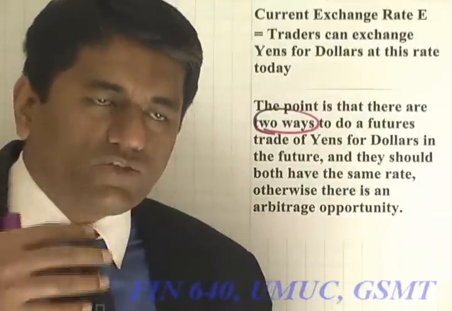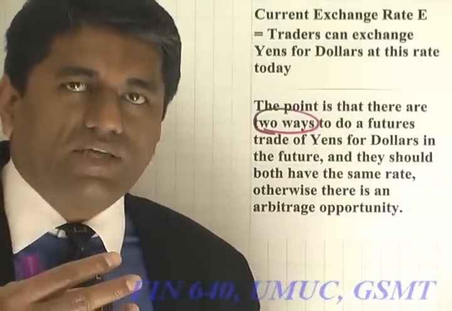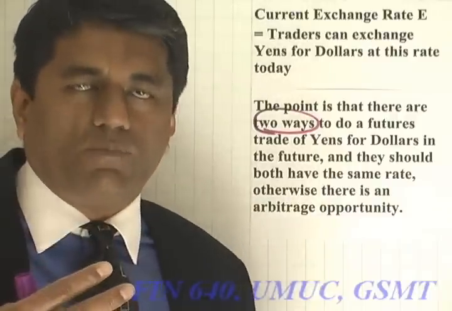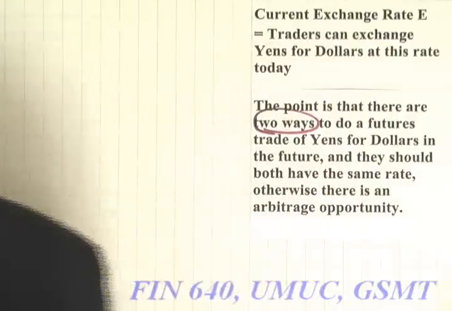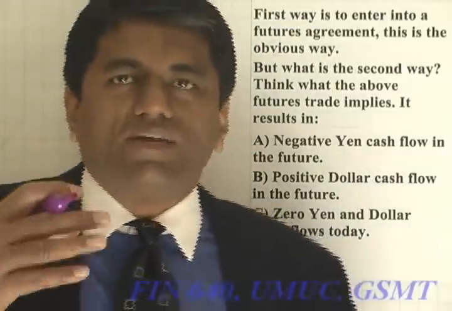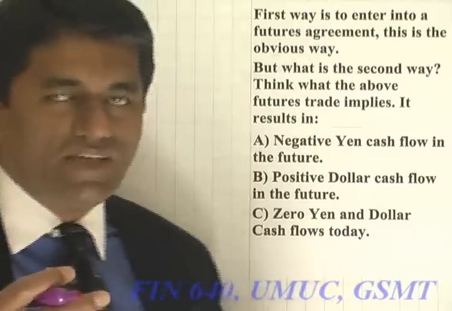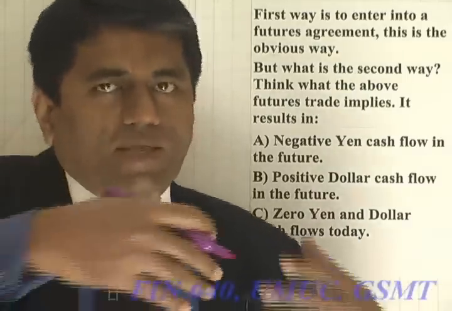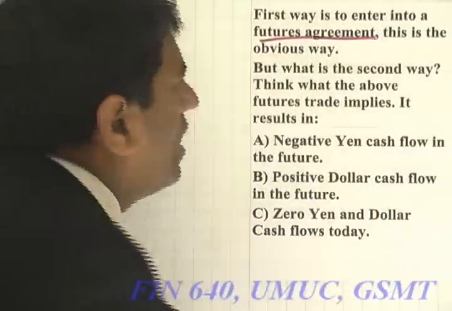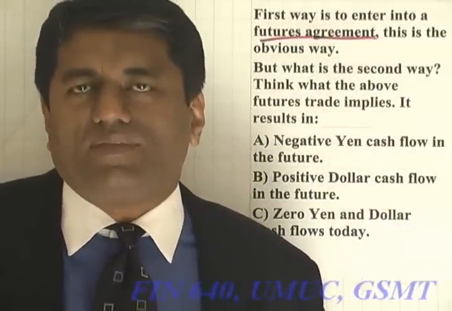Now, if there are two ways to do this transaction, they must have the same result, and if they don't, then there will be an arbitrage opportunity. So what is the first way to effect a futures transaction? Well, the first way is the obvious way. Just simply enter into a futures contract. But what about the second way?